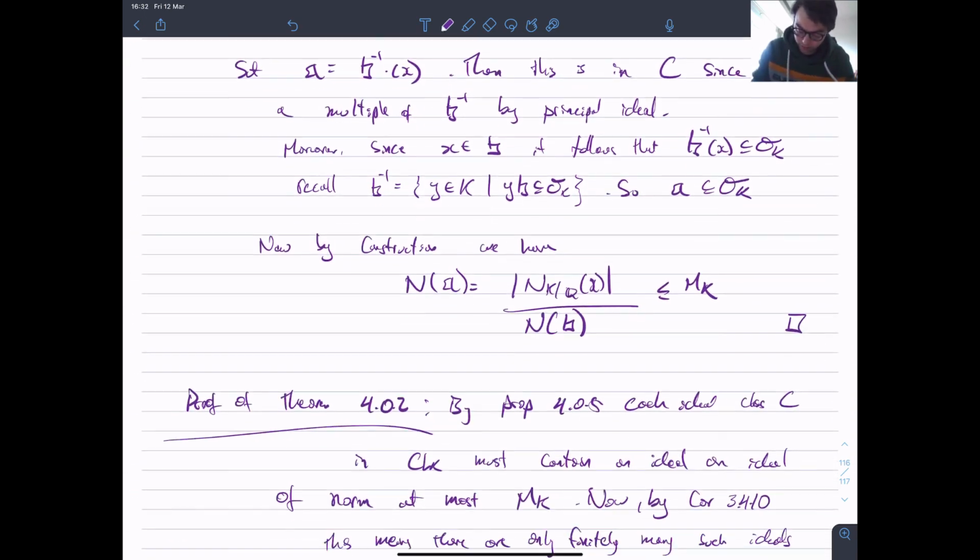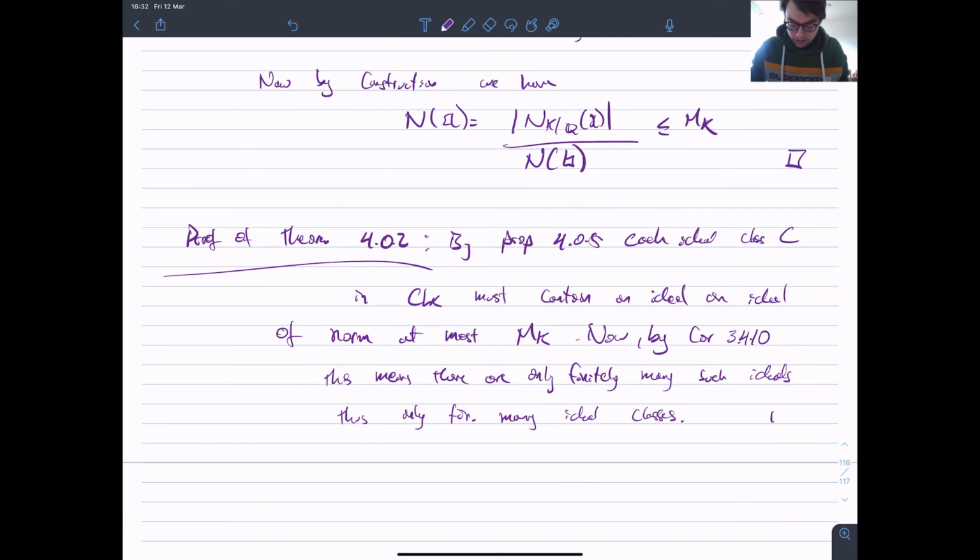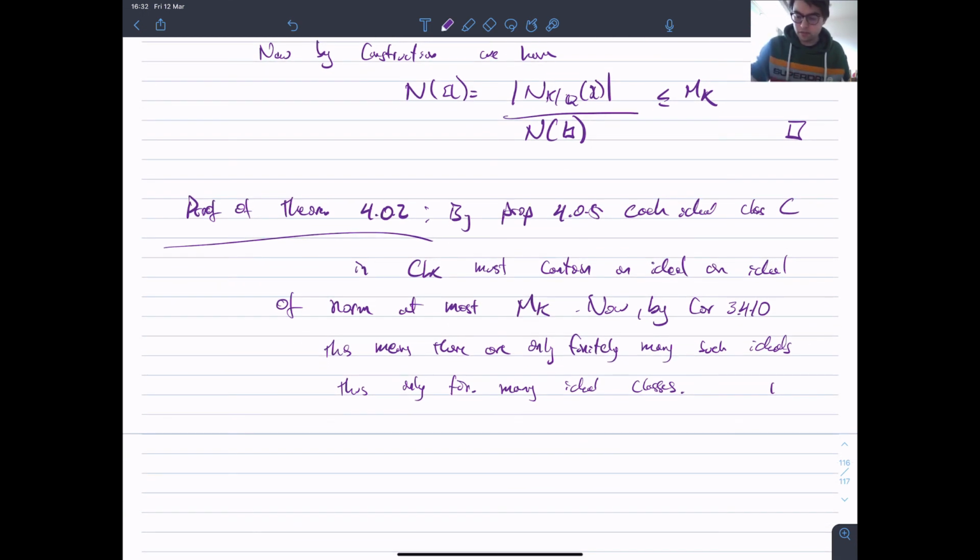Okay, great. So I've told you that the class group exists and that it's finite. Next time I'm going to do a bunch of computations. I'm going to compute a bunch of class groups for you to see how this is done, and you'll get plenty of experience doing this in the problem sheets.